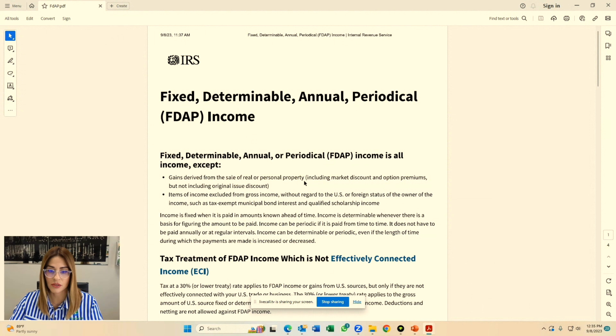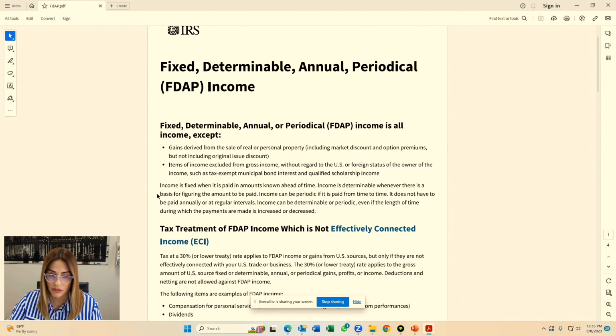Okay, this is houses, cars, jewelry, artwork. Items of income excluded from gross income without regard to U.S. or foreign status of the owner of the income. This is less common, but such as tax-exempt municipal bond interest and qualified scholarship income. All right. Here's the really good, key paragraph that's going to help you understand it.